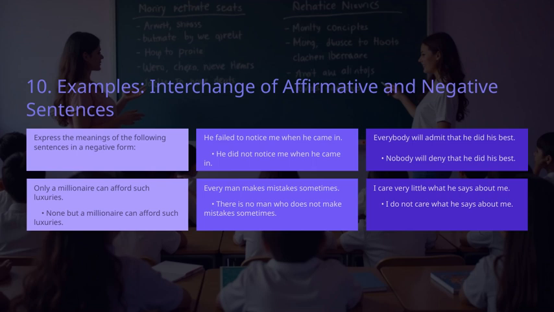The key takeaway here is that by changing positive sentences into their negative counterparts, we can reinforce the message while also practicing different grammatical structures. This is a useful skill that helps us communicate more effectively and precisely, fitting into the overall theme of mastering sentence transformation for clearer expression.